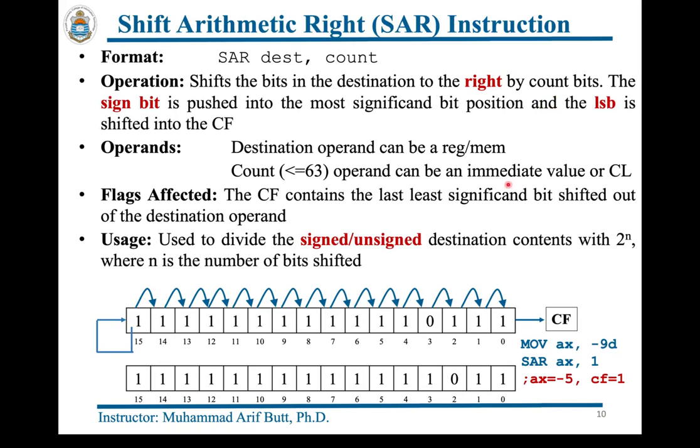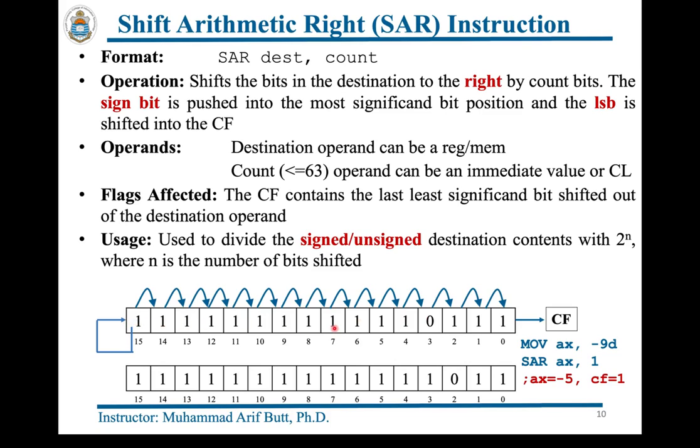Okay, so this slide shows the description of a shift arithmetic right instruction, SAR. Note the only difference in SAR is that it pushes the sign bit into the most significant bit position instead of 0, and therefore it can be used to divide the signed as well as the unsigned destination contents by 2 raised to the power n, where n is the number of bits shifted.